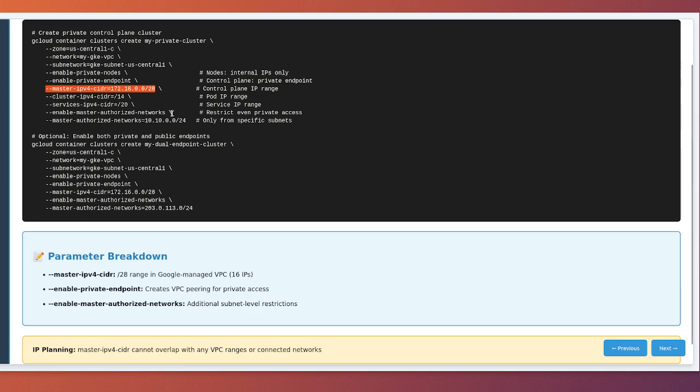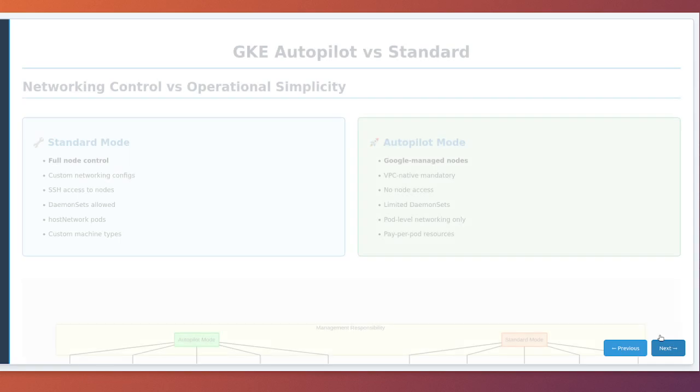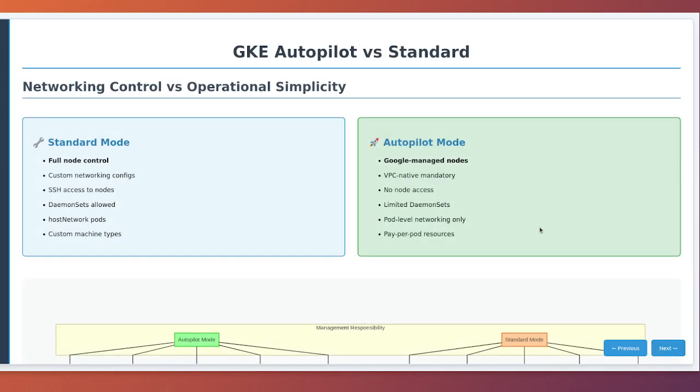The Enable Master Authorized Networks flag might seem redundant with a private endpoint, but it's still useful. Even though the endpoint is private, you might want to restrict access to only certain subnets within your VPC. Maybe just your bastion subnet or your DevOps subnet. Don't forget that private control planes require additional setup. You need Private Google Access enabled on your subnet so nodes can reach Google APIs, and you might need Cloud NAT for internet access.